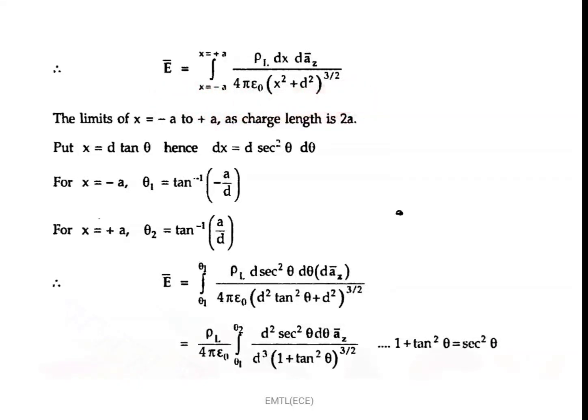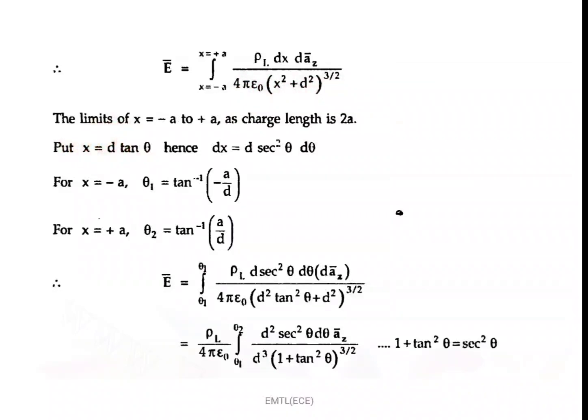So here only the z term. The x variable goes from minus a to plus a, as the charge length is 2a. So now convert the x variable into the theta variable by considering x is equal to d tan theta.